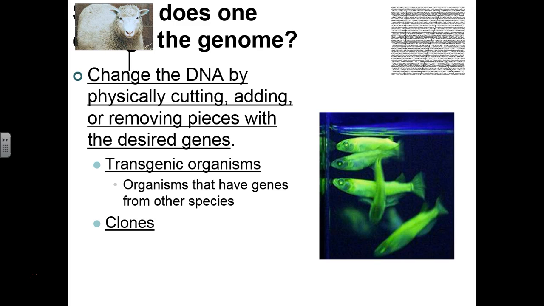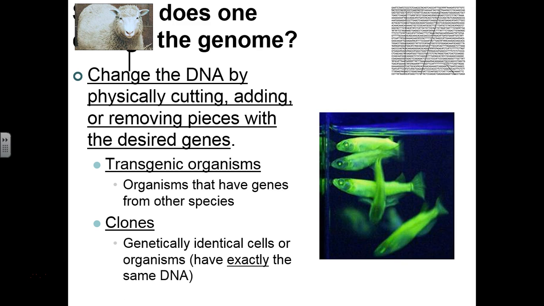We actually depend on that with some of our crops as well. That's how we have tomatoes year-round. They insert a gene from another organism that slows down its ripening time, so we can get those tomatoes from somewhere else in the world, and they don't spoil before they can get to the grocery store shelf. We can also clone organisms, as we discussed earlier, and so they would have exactly the same DNA.